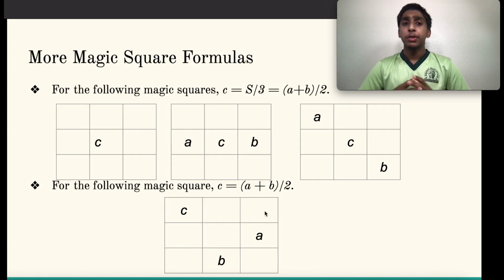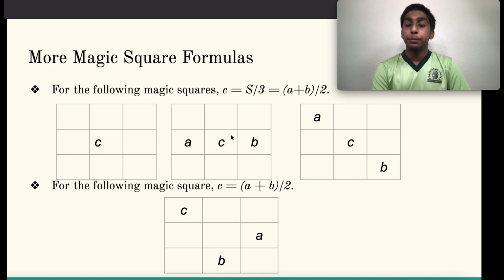For some of the following magic squares, you could also use the formula that C, where C is one of the entries in the magic square, is equal to S over 3, so the magic sum over 3. And it's also equal to (A plus B) over 2, where A and B are also entries in the magic square. In this case, you can see C right here. C is in the center of the magic square. You can see A, C, B. A and B are also two entries.